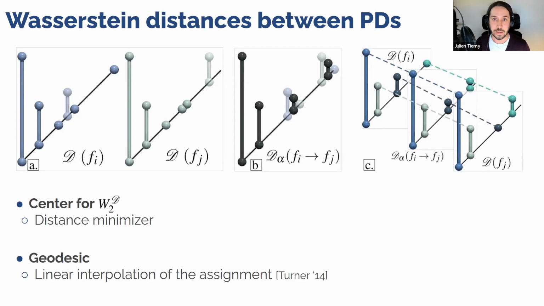And as a matter of fact, as described by Turner and colleagues for q equals 2, the linear interpolation of the assignments describes a geodesic in the space of diagrams equipped with this metric. And from a practical point of view, this is very convenient because it means that we can compute a geodesic between two diagrams by simply computing their distance and then interpolating the optimal assignment.